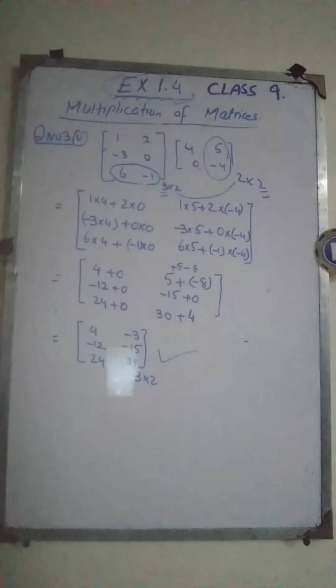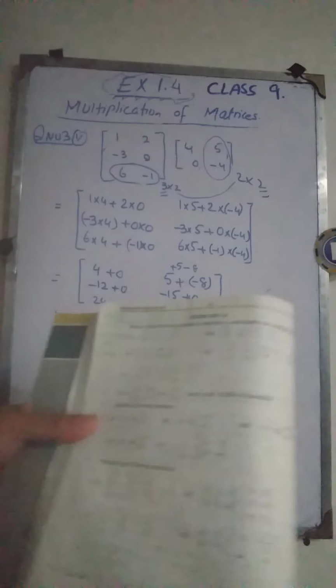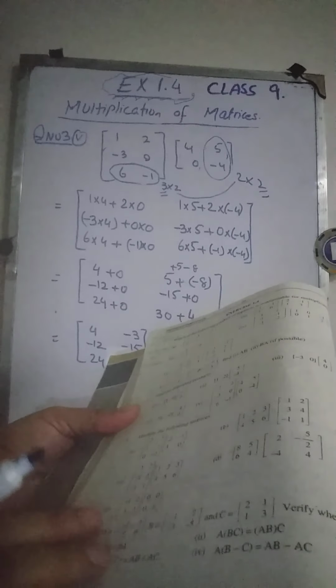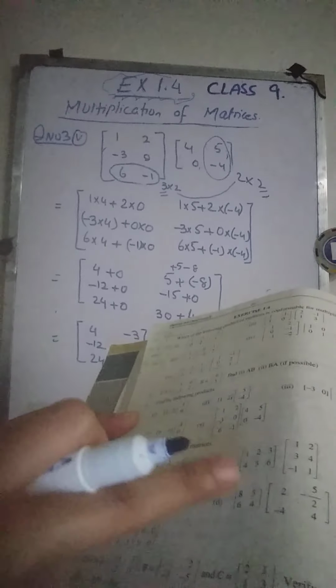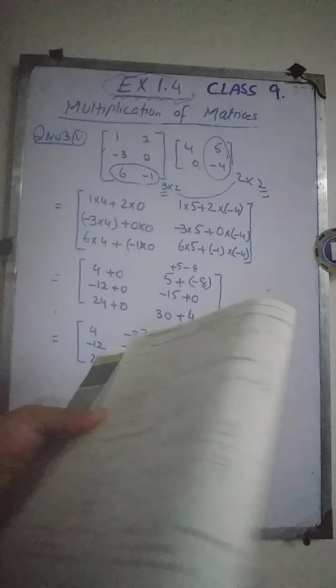Now coming to question number 4. In question number 4, we again have to multiply these matrices. We are given different matrices and we are going to multiply them. Let's do question part B and then part D.